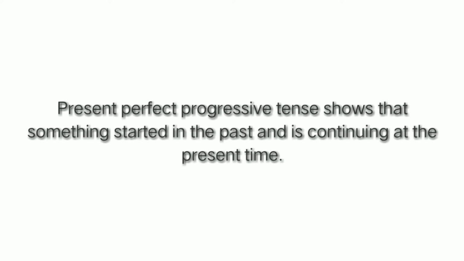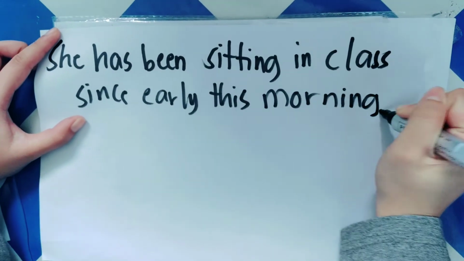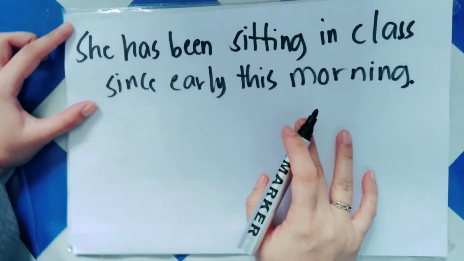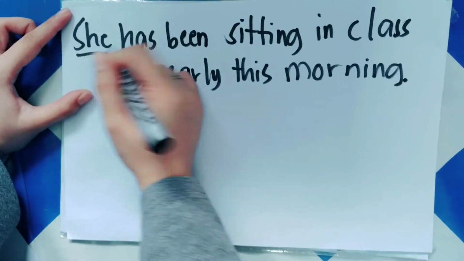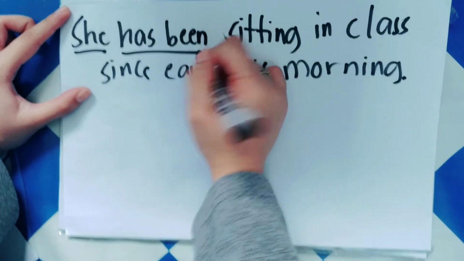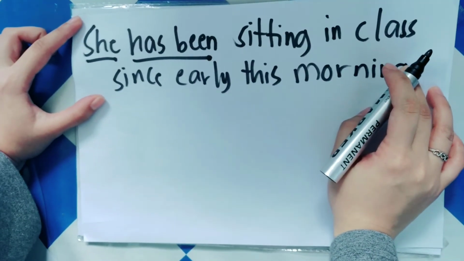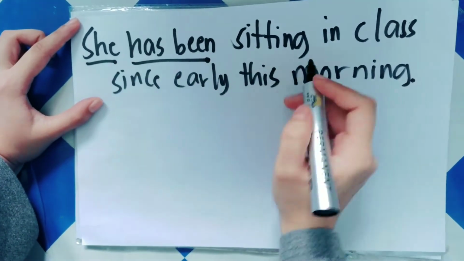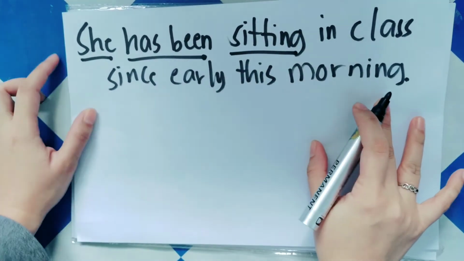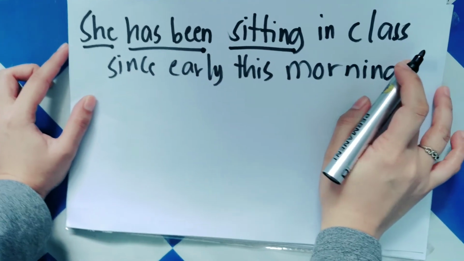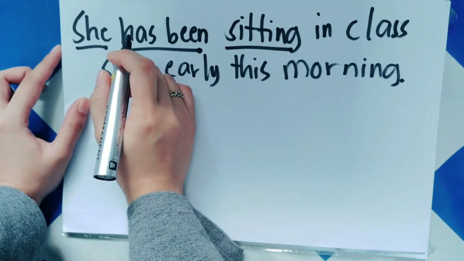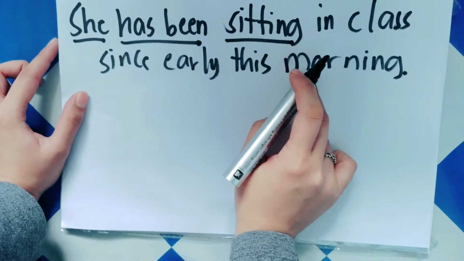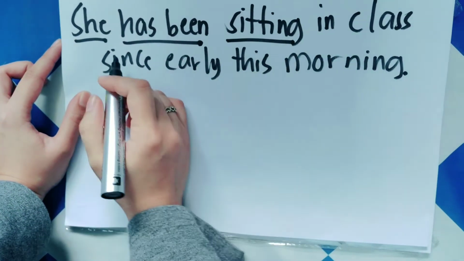Present perfect progressive tense shows that something started in the past and is continuing at the present time. She has been sitting in class since early this morning. So this is the subject has been, which is the present perfect progressive tense. Has because the subject is the third person singular. The sitting is the verb. So in this sentence, it answered the question how long. How long has she been sitting in the class?